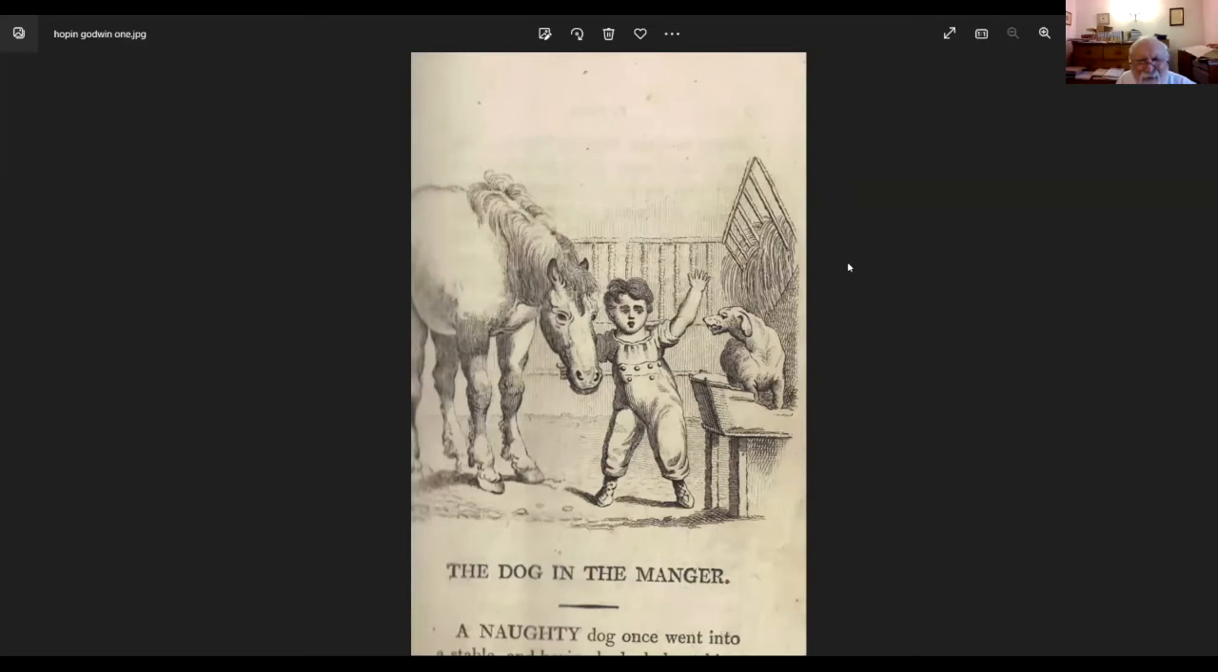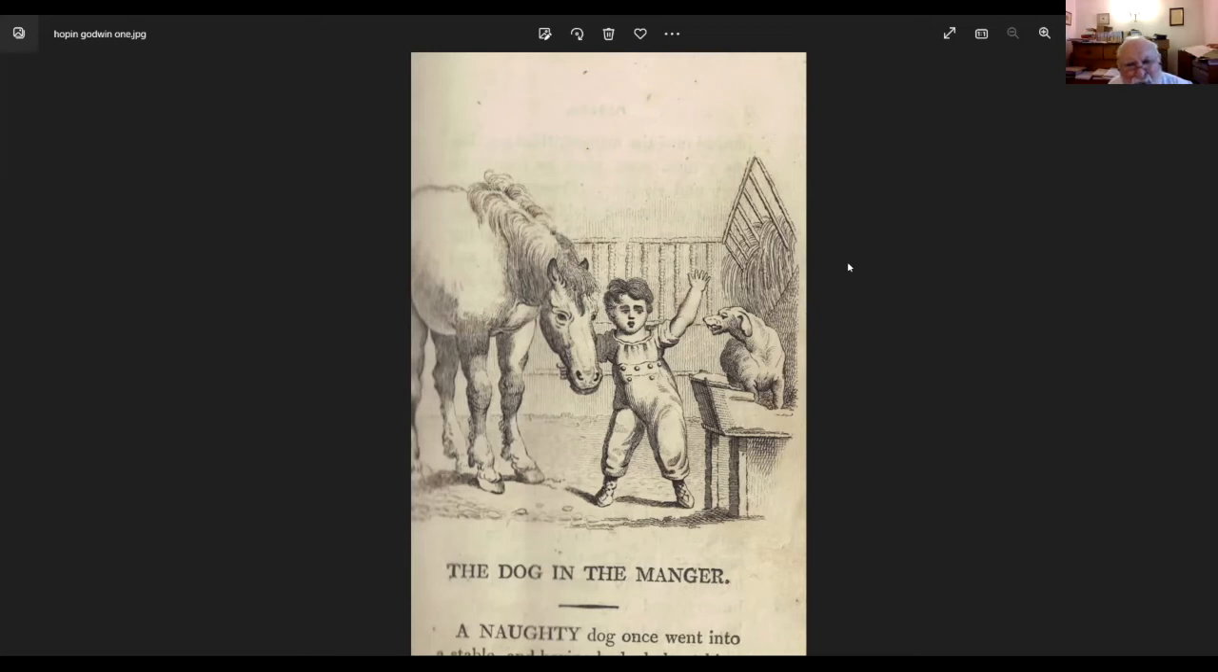Yes, here we are. This is an unsigned etching based on a drawing by the famous painter William Mulready, and it was in a collection of 71 fables written by William Godwin for the very first children's book that he published when he set himself up in 1805 as a publisher.